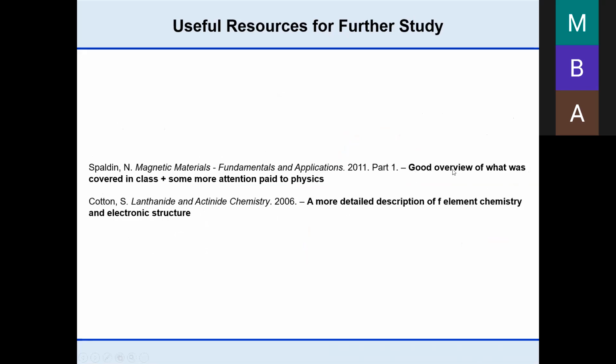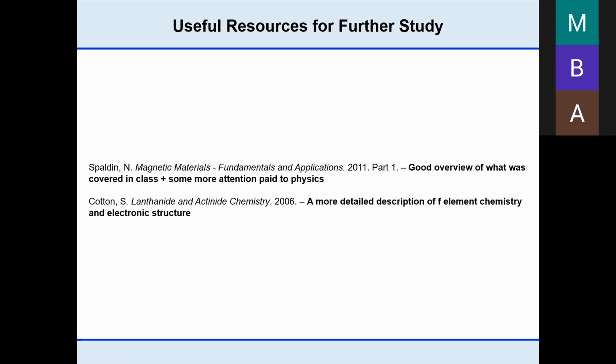In part one, it has a really good overview of what we covered in class, as well as some more attention paid to the fundamental physics behind what we covered, which I don't think was covered in a lot of depth here, just due to time constraints. So if you're struggling with magnetism, I would suggest reading through part one at least. It should give you a better idea of what's going on.